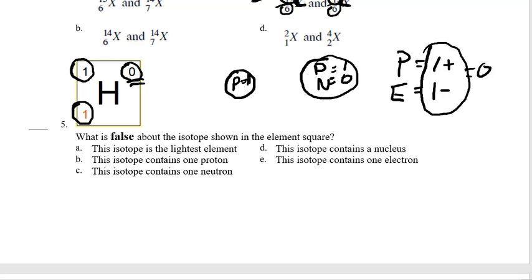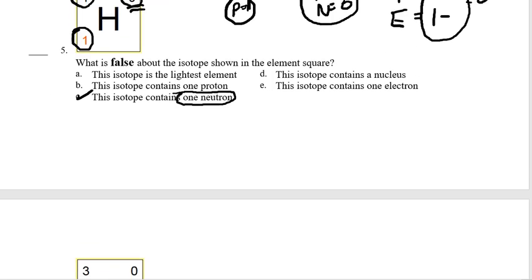So what is false about this? It's the lightest element, and that's true. 1 proton is true. It does not have 1 neutron. So this is the false answer.